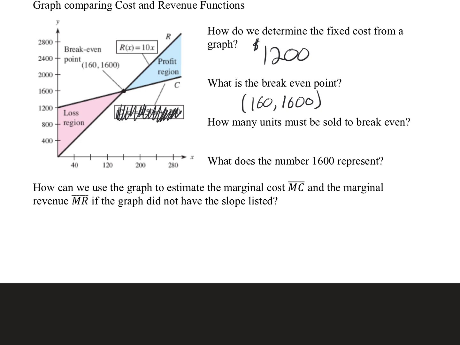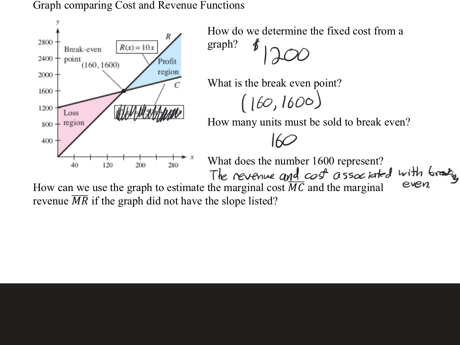Next question over on the right, how many units must be sold to break even? That's 160. It's the number of units. It's the x value of the break-even point. What does the number 1600 represent? 1600, of course, is the y value when R is equal to C. R is your revenue, C is your cost, so it's the revenue and the cost associated with breaking even. I'll write something similar to that. It's just the revenue and cost associated with breaking even.